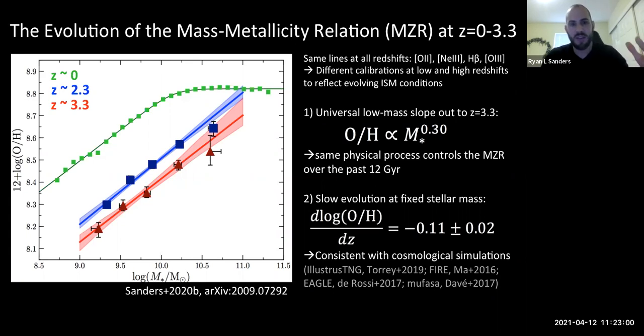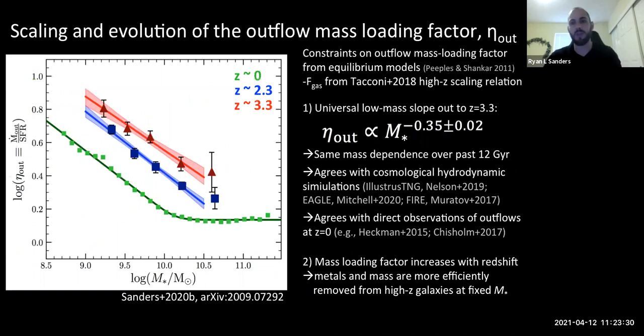Now, as far as the evolution of the normalization, we find a fairly slow but steady evolution. It's about 0.1 dex in metallicity lower per redshift is what we find. This is consistent with what's seen in modern cosmological simulations such as Illustris, FIRE, EAGLE, and MUFASA or SIMBA simulations, which is interesting. So we take these results and apply the equilibrium chemical evolution models to them, and then we can put constraints on the mass loading factor, which is really what we're trying to get at, is understanding the outflows in these galaxies.